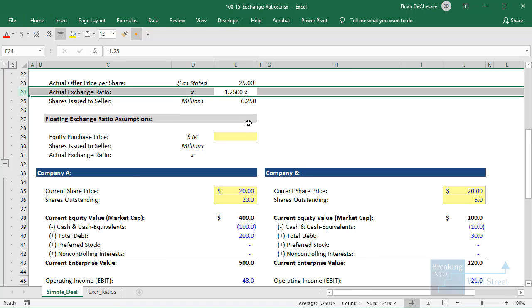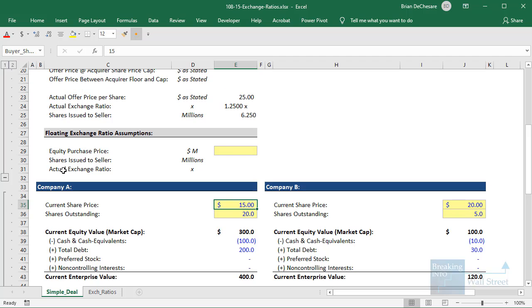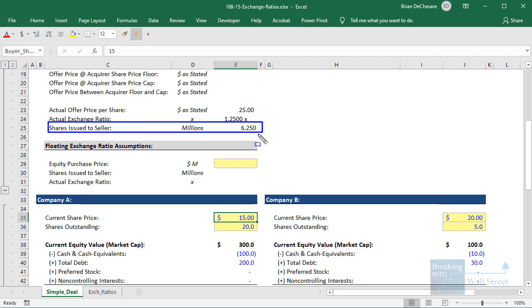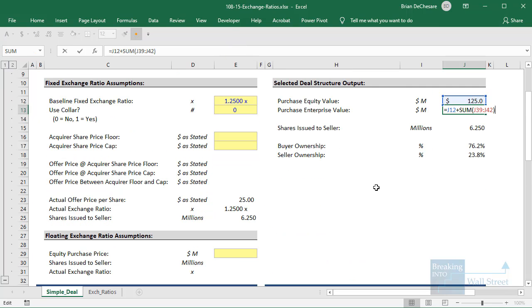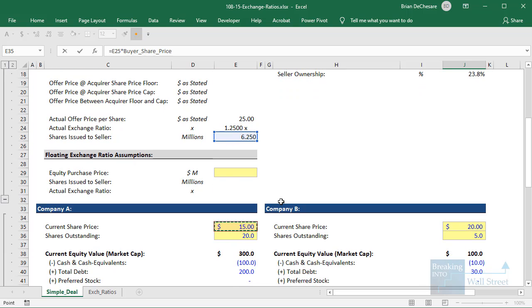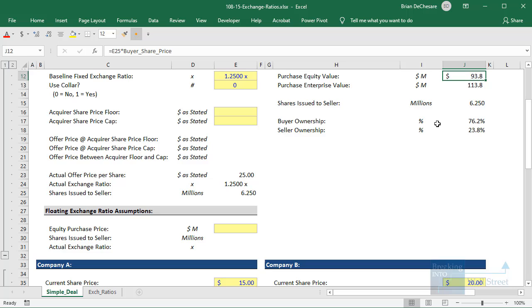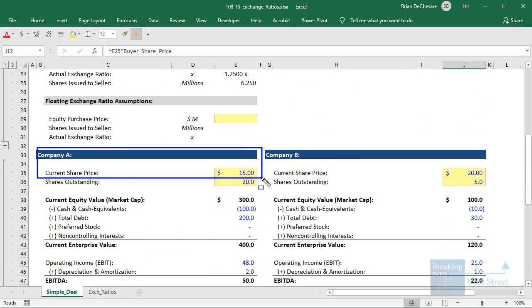This is what the buyer has offered. And then after it's made this offer, its share price changes. So its share price falls to $15 per share. And what happens is that they still issue the same number of shares to the seller, the 6.25 million here. But the purchase equity value is going to fall because in reality, what the seller is getting here is the number of shares that are issued times the buyer's current share price of the $15 per share right here. And so the seller here ends up with a purchase equity value of 93.8 million as opposed to that 125 million that we saw before. And it's all because the buyer's share price here dropped from $20 to $15 after the deal was announced.